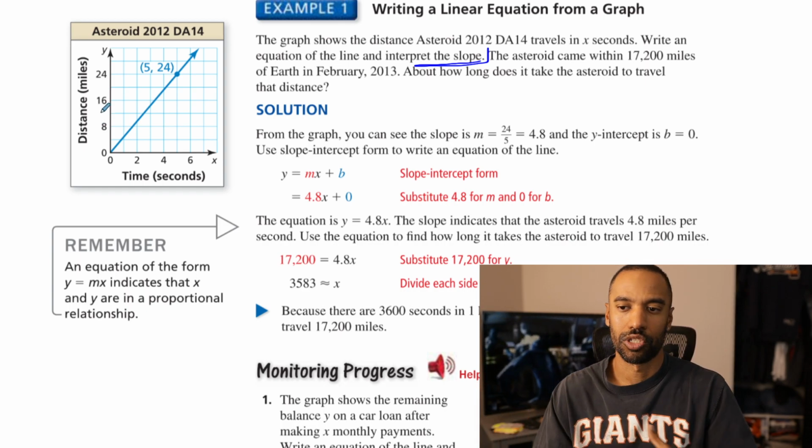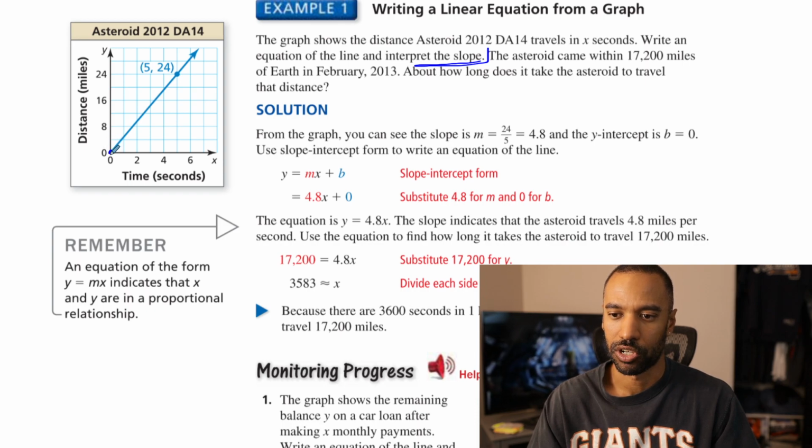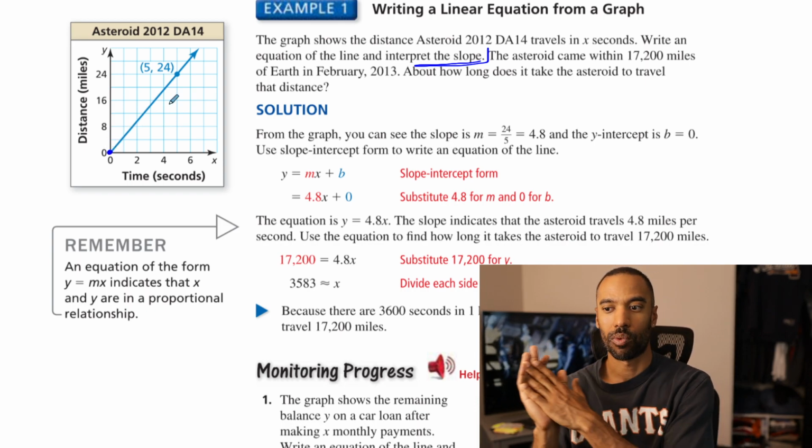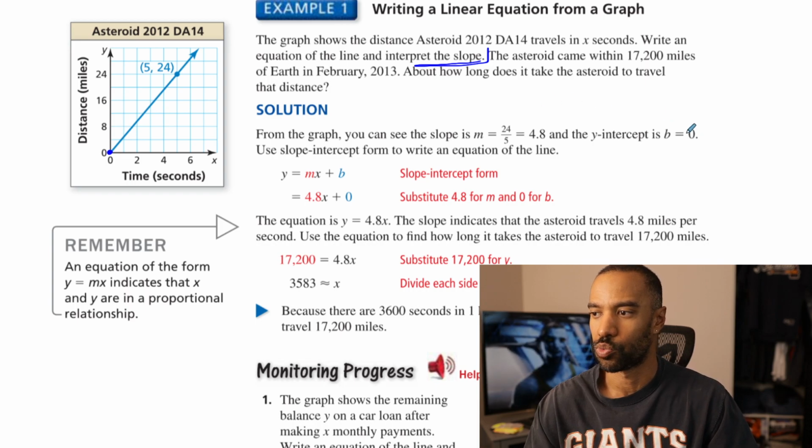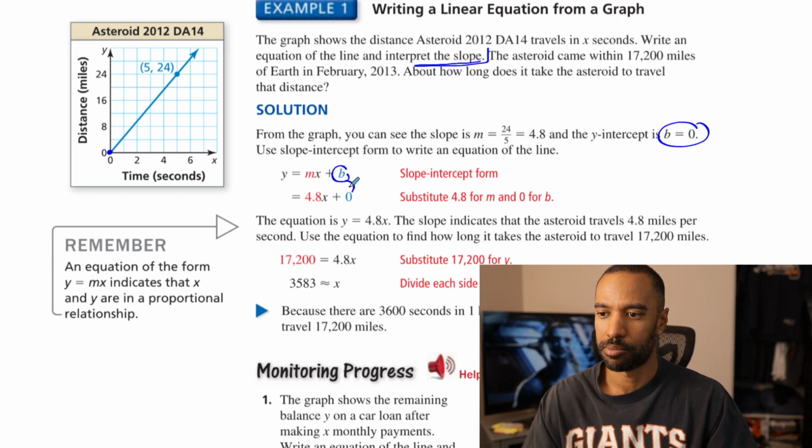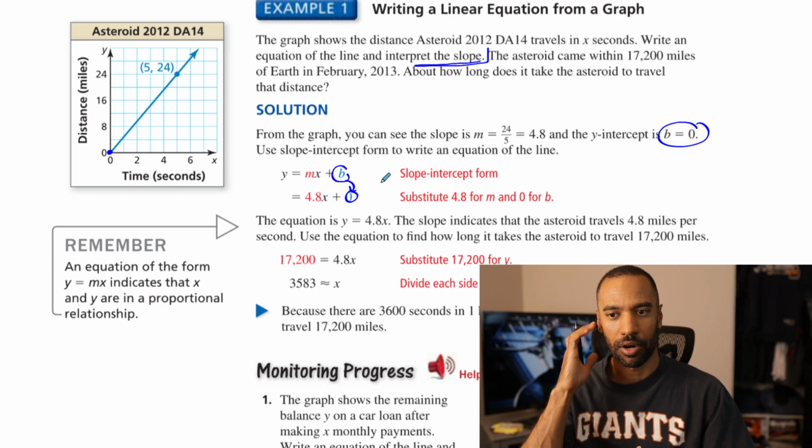If you don't truly know where we started and where we're finishing. But we're starting from the origin. That means our y-intercept is 0. And that's what they're showing as well. B is 0. Your y-intercept here is 0. So we're starting from there, which makes sense.